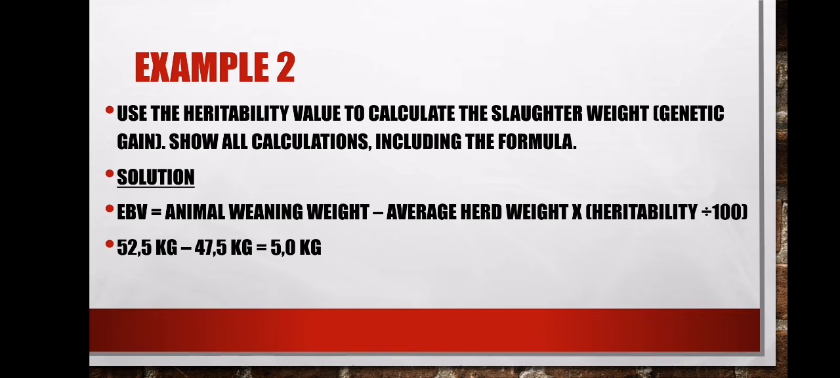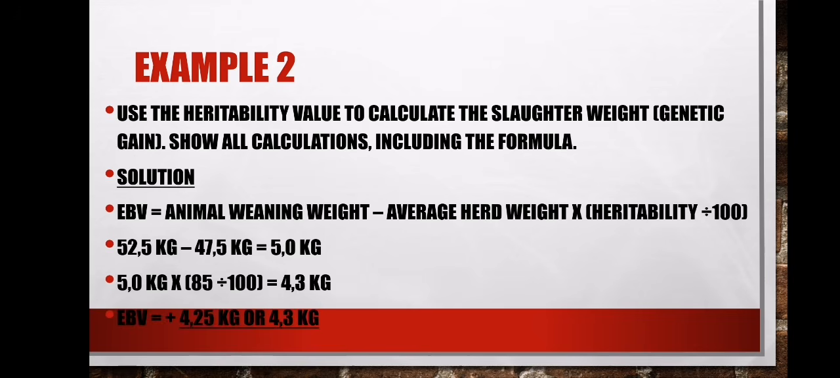We said 52.5 minus 47.5. We got 5 kg. Then we said the 5 kg multiplied by the 0.85. Then we got 4.3. The 4.3, which we can say is 4.25 kg. That's the simplest way, good people.